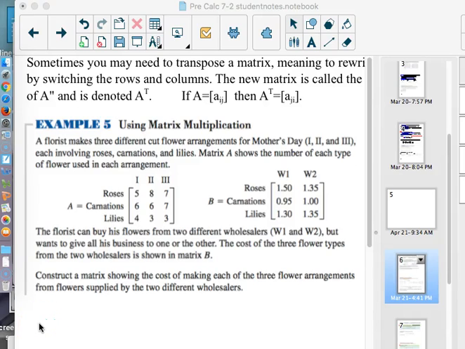If you have a word problem, it really is helpful because then you know what all the numbers stand for and you can figure out, hey, can I just move some numbers around here and things will still work out. So sometimes we need to do what's called transposing a matrix.